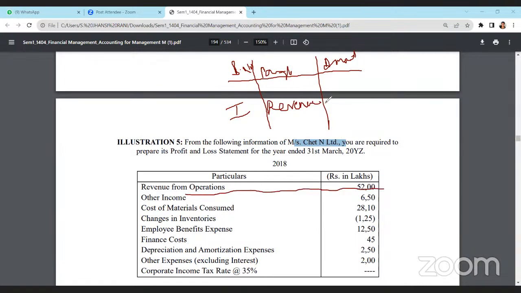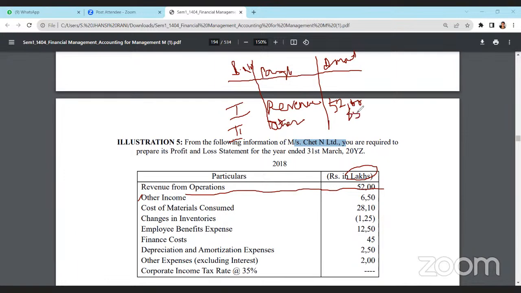5,200. Actually, that is 52 lakhs. They have given it in lakhs above, you can just look at it here. But I'm writing as they mentioned, 5,200, that is 52 lakhs. Next, as per the format, is other income. So Roman number 2, other income, and other income is 650.